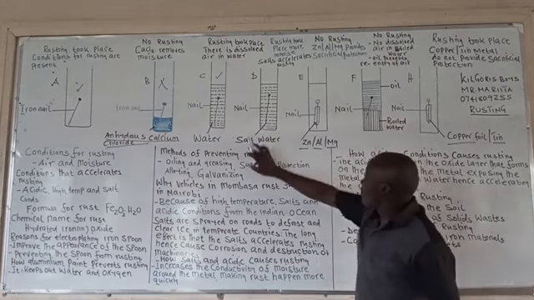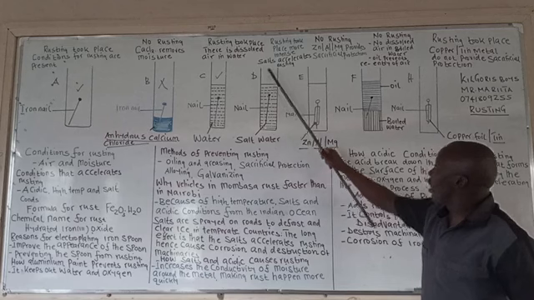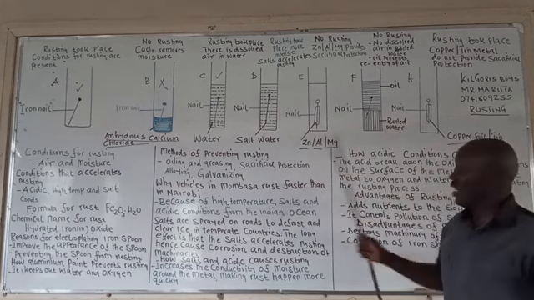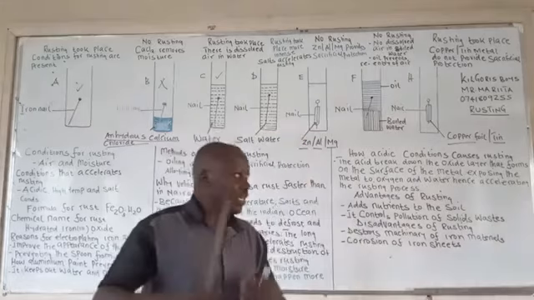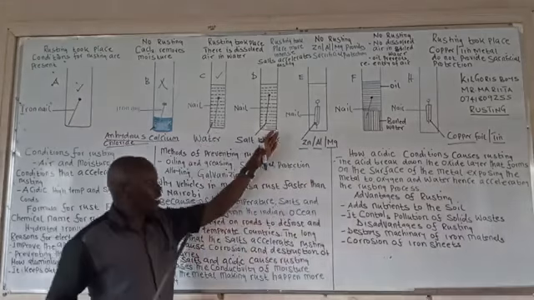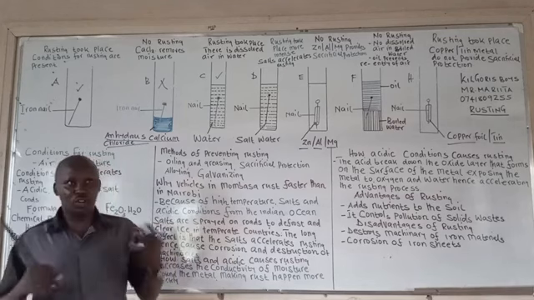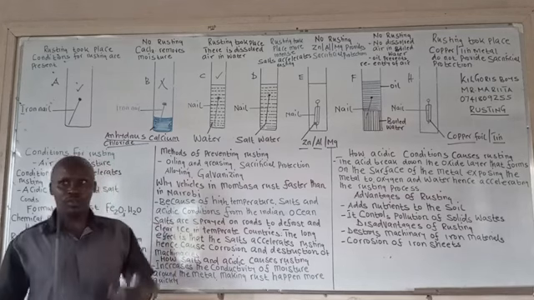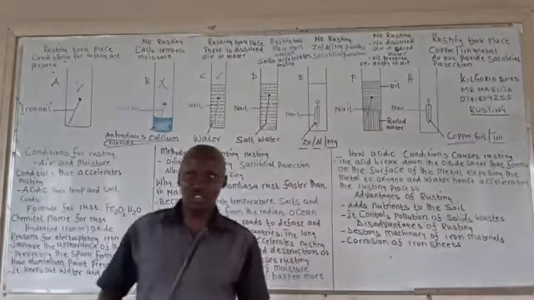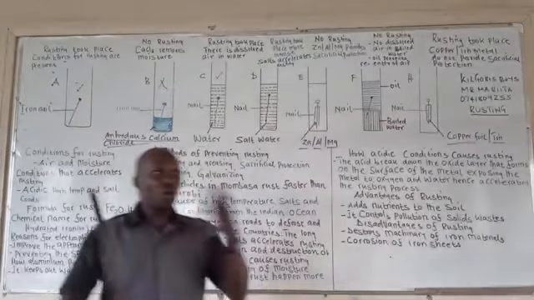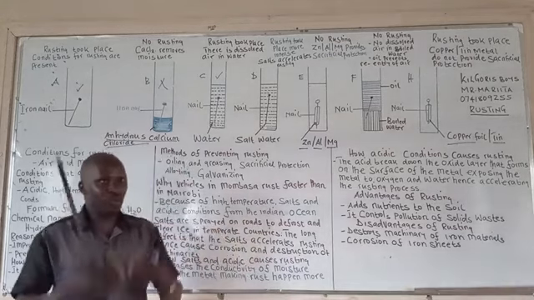I have skipped this one. We have this test tube where we have salt water. In salt water, there are some conditions that make rusting take place more intensely. And what are those conditions that accelerate rusting? One, you can talk of a high temperature condition, an acidic condition, and a salty condition. Where we have those conditions, rusting normally takes place more intensely.